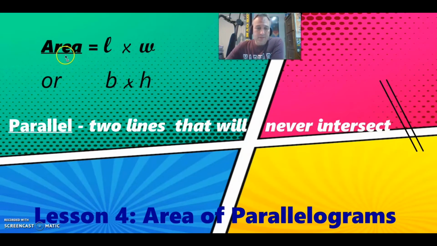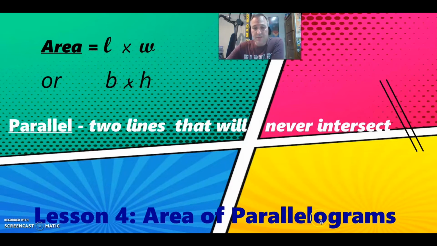So let's review our area formula. We use the area of a rectangle as length times width, or another way of stating it is base times height. You can use these interchangeably. We'll use both in terminology.